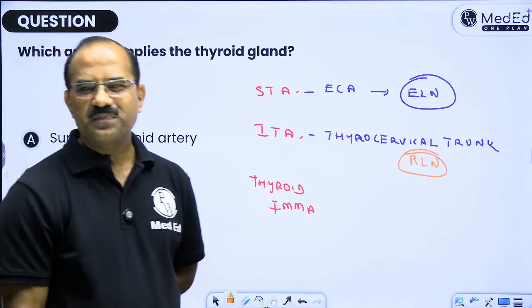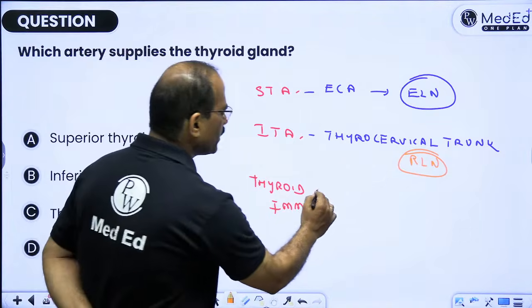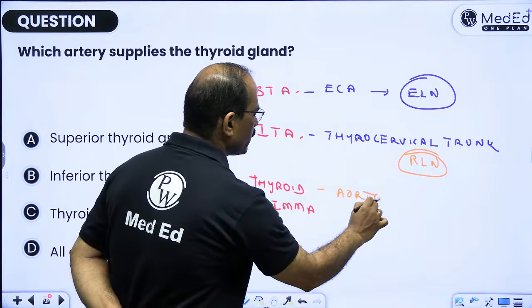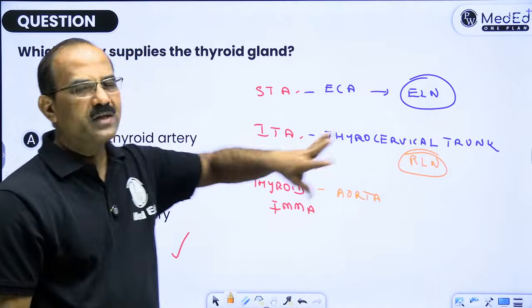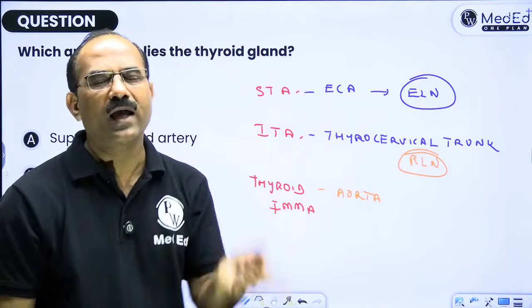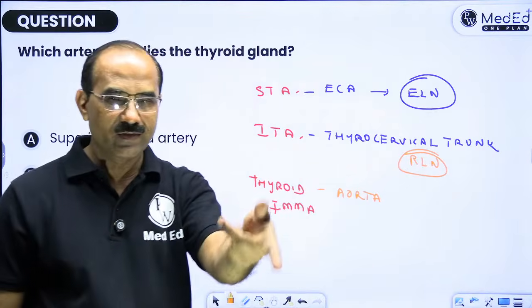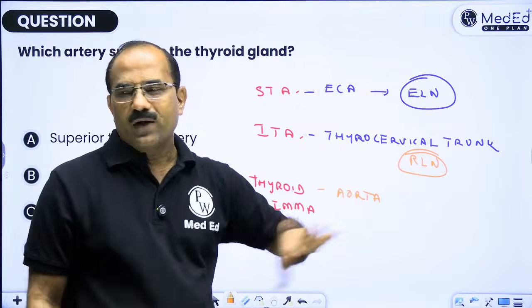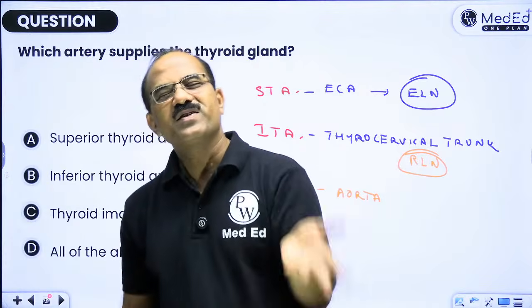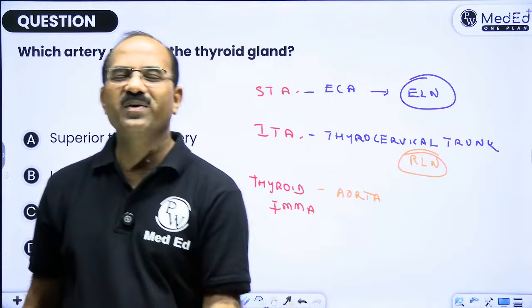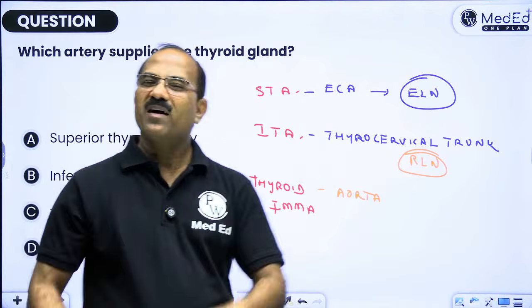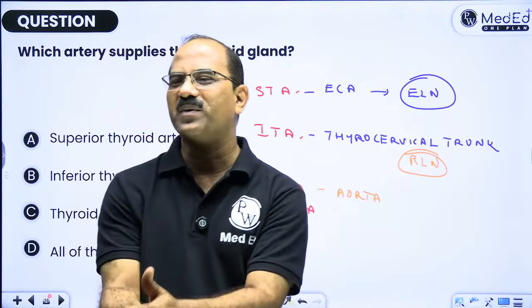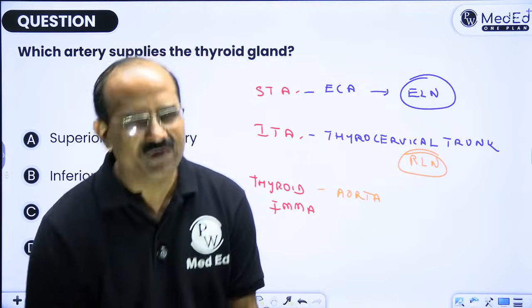This you know. And thyroid imma is a direct branch of aorta. हाँ, ये आपको पता है. So superior thyroid artery is a branch of external carotid, goes along with the external laryngeal nerve. Inferior thyroid artery is a branch of thyrocervical trunk, which is a branch of the first part of subclavian artery, goes along with the recurrent laryngeal nerve. And thyroid imma is a branch of the aorta. Perfect. Very good.